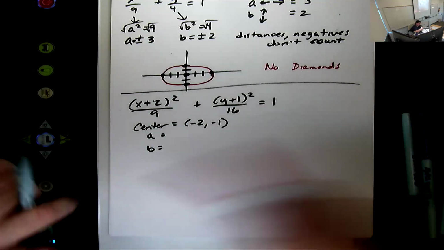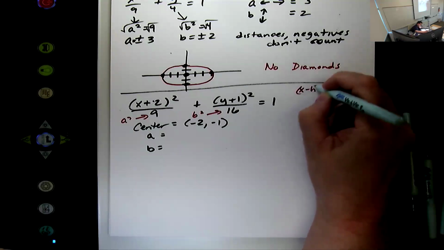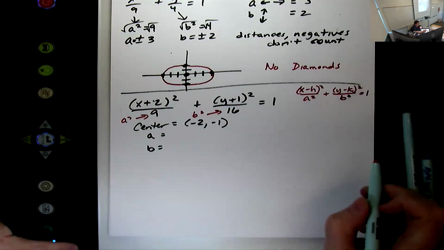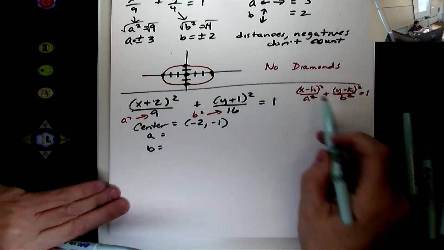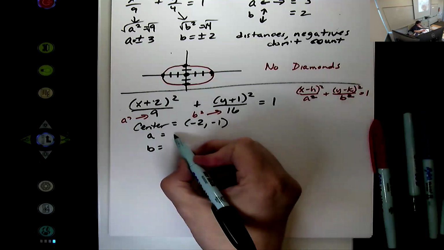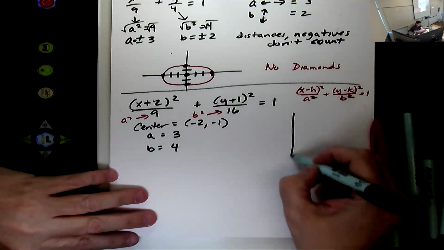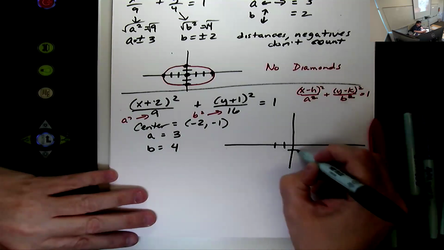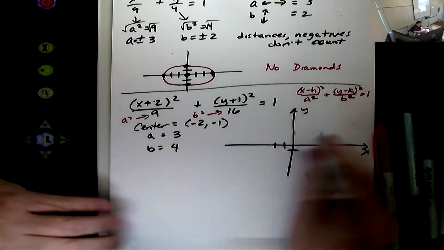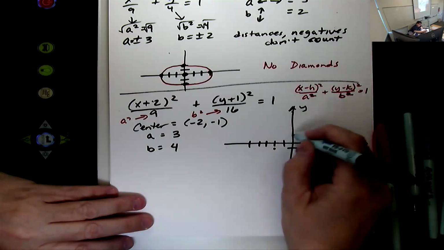So this is A squared, and this is B squared. Remember, the general form is x minus h squared over a squared plus y minus k squared over b squared equals 1. So that is worth memorizing. Memorizing this form is helpful because all the information you need for the ellipse is stripped right from it. So A is going to be 3 and B is going to be 4. And you go left and right 3, and you go up and down 4.